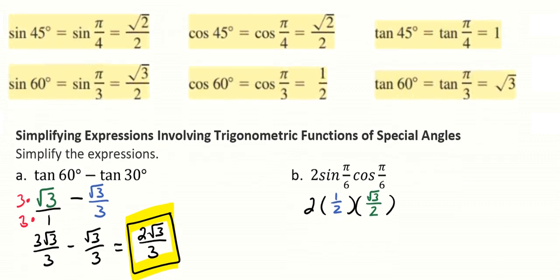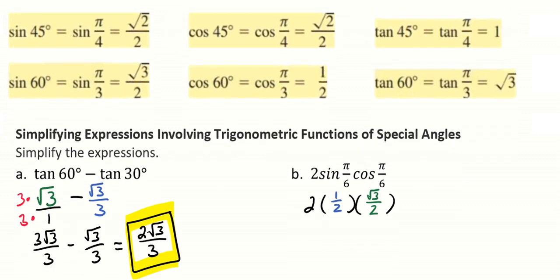All right, so from here, we can think of this as a 2 over 1, and we're just going to multiply all of our numerators. So really it's 2 times 1 times radical 3, right? 2 times 1 is 2. 2 times radical 3 is 2 radical 3. So on our top, we're going to have 2 times radical 3. And then on the bottom, we have 1 times 2 times 2. 1 times 2 is 2, and 2 times 2 is 4. So our denominator is going to be a 4.